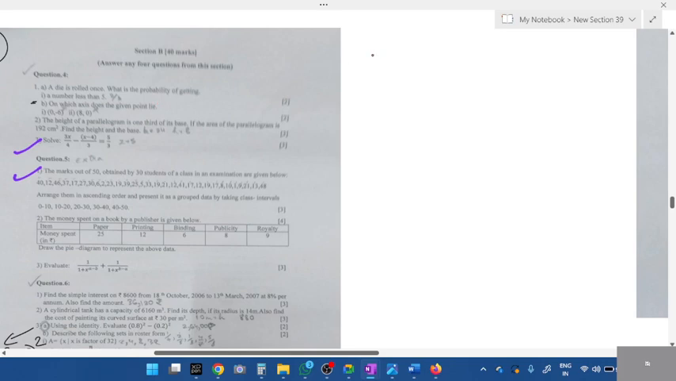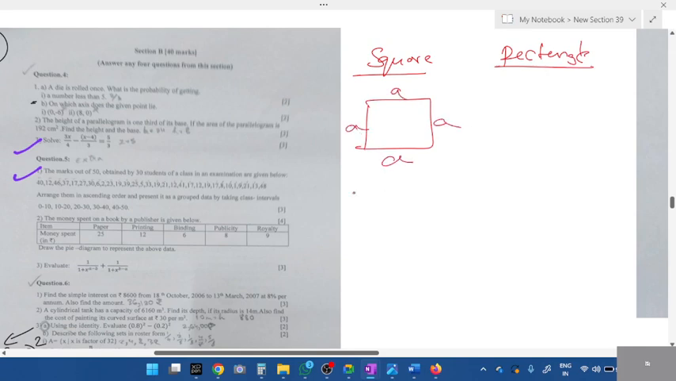Hmm. Now, first we'll start with the square. Take down the formulas for a square and rectangle. For a square, students, all four sides are equal. You will take it as a. So area is equal to a square. Perimeter is equal to 4a. You have to just multiply 4 into a. Okay. Diagonal is equal to a root 2.